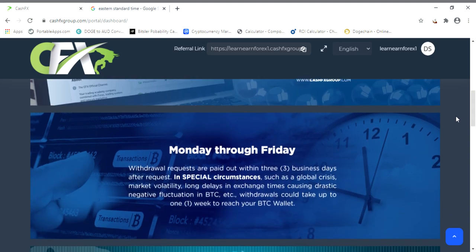So Monday through to Friday, they pay out their withdrawals. You get it 3 business days after the request. In special circumstances such as a global crisis, market volatility and long delays in exchange times, they can take up to a week. Okay.